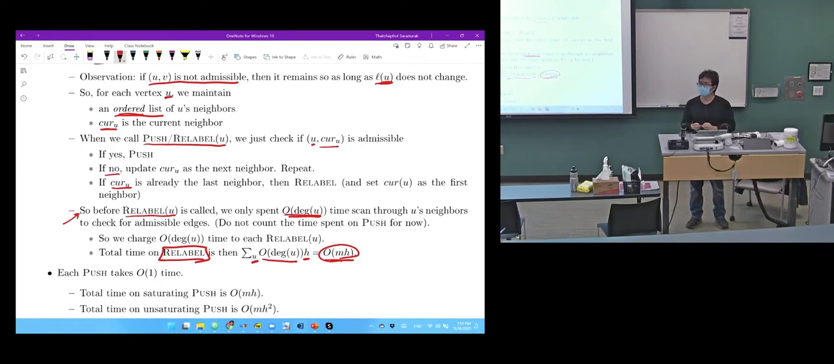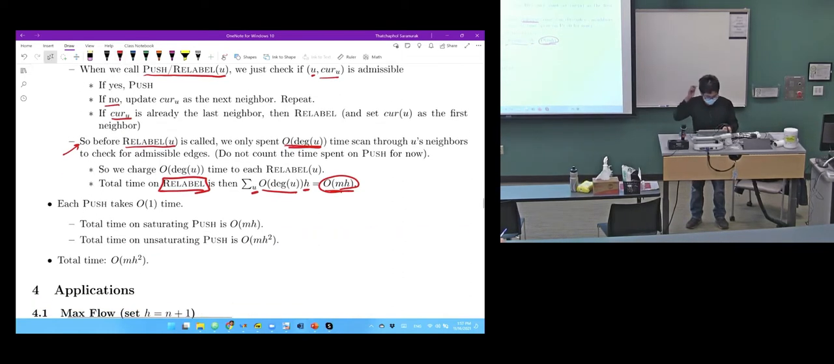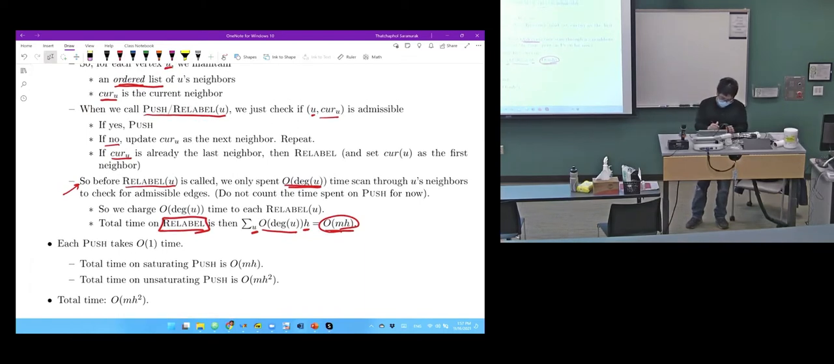Make sense? The real cost of relabel is nh, right? But here I just charge the cost of scanning this list to relabel. Now it's mh. And for the cost of pushing, each push really takes constant time. So saturating push is mh, unsaturating push is mh squared, so the total time is this. The bottleneck is still this guy, really.